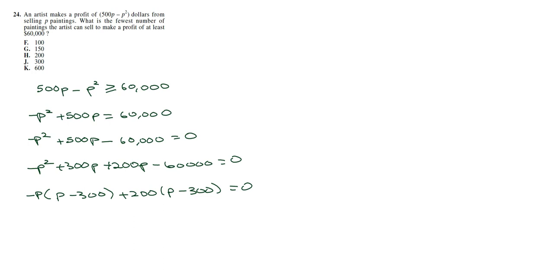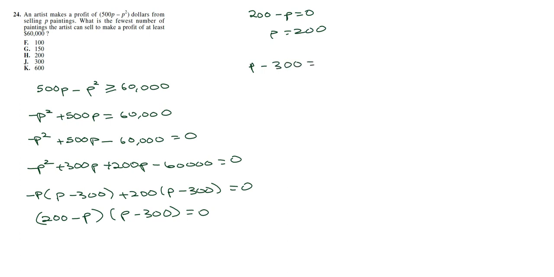So 200 minus p, and then p minus 300 equal to 0. So let's go ahead. 200 minus p equal to 0, so p is 200. p minus 300 equal to 0, so p is 300. So let's use the graphing method. The fastest one to go with is easiest, because you're in a test.